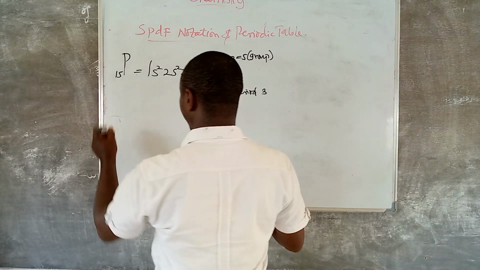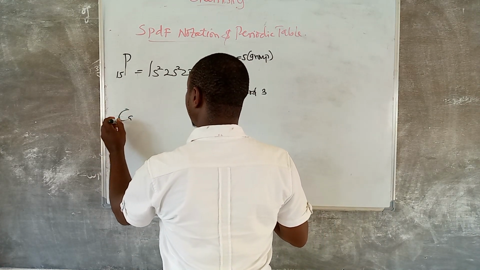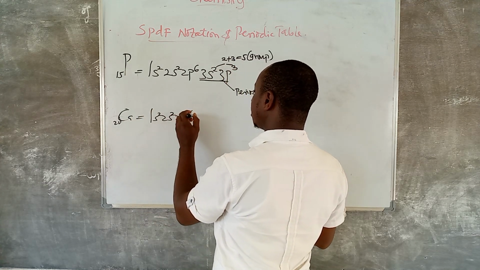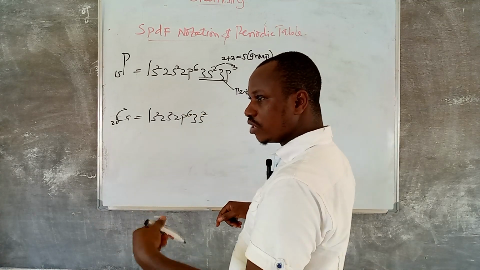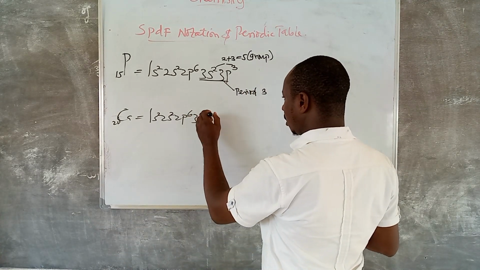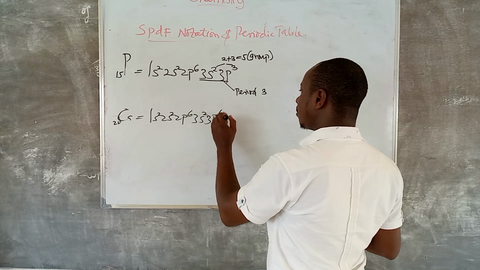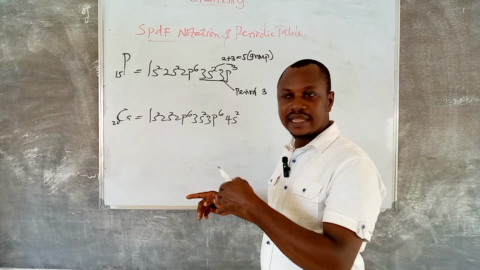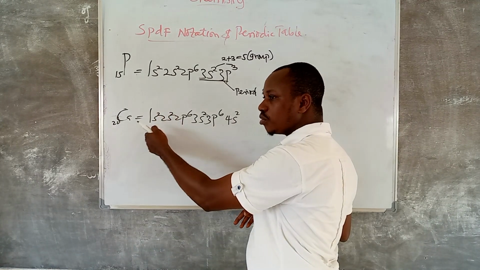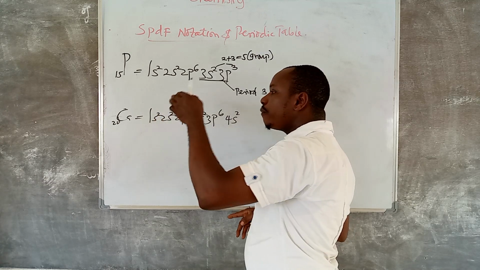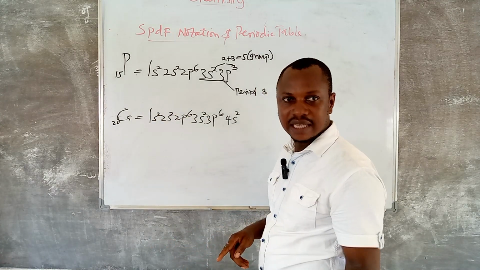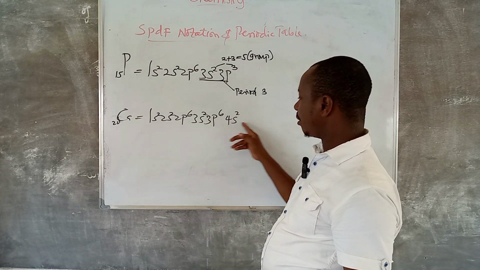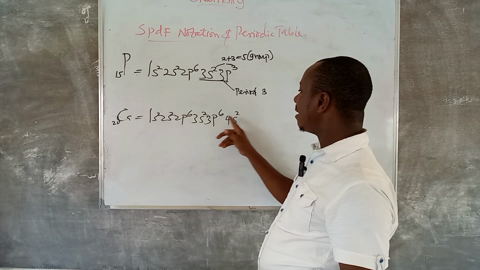Let us see another example. Calcium. Calcium is 20. Remember, 1s2, 2s2, 2p6, 3s2. I believe you are following because we did it in our last video. 3p6, 4s2. Let me count. Don't forget the sequence. Electrons will enter into all these orbitals, starting with the one that has the lowest energy: 1s, 2s, 2p, 3s, 3p, and the rest of them. If you count this, it is 20.